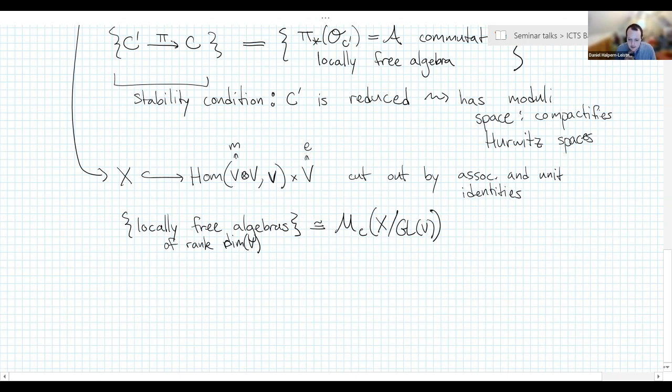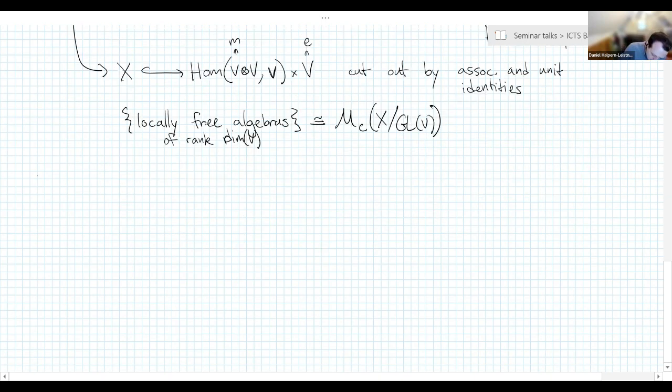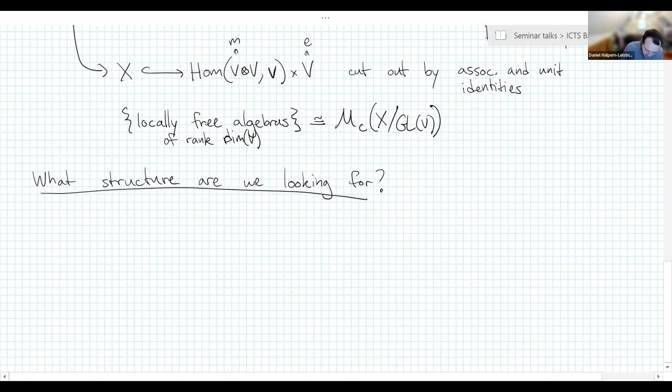Okay, so let me just very briefly say what structure we are looking for. We'll start with the example of vector bundles of rank R and degree D on the curve C.